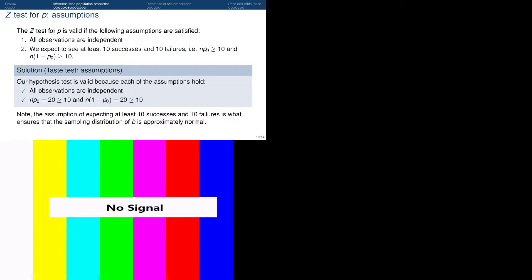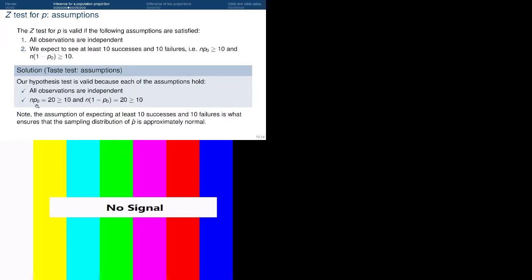For the Z test, we have assumptions, just like all the tests that we have a look at. The first assumption is that all the observations are independent, so that's pretty much always an assumption in these tests. And the second assumption is that we want to see at least 10 successes and 10 failures in our data. What do we have? We had 17 successes and 40 minus 17, so 23 fails. So the number of fails is greater than 10, the number of successes is greater than 10, so that's fine.